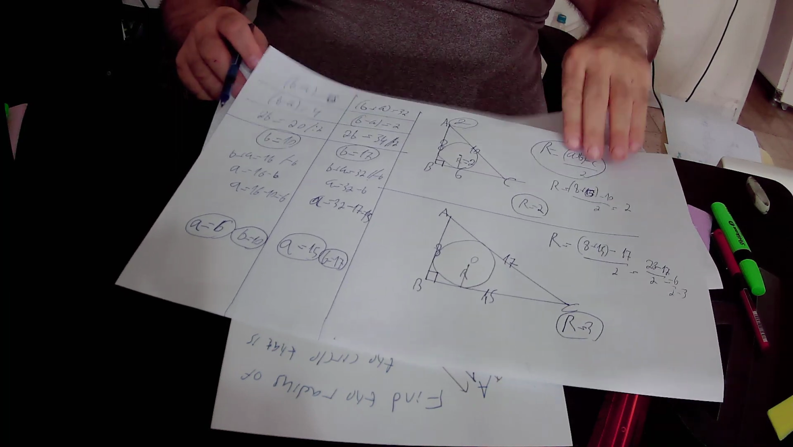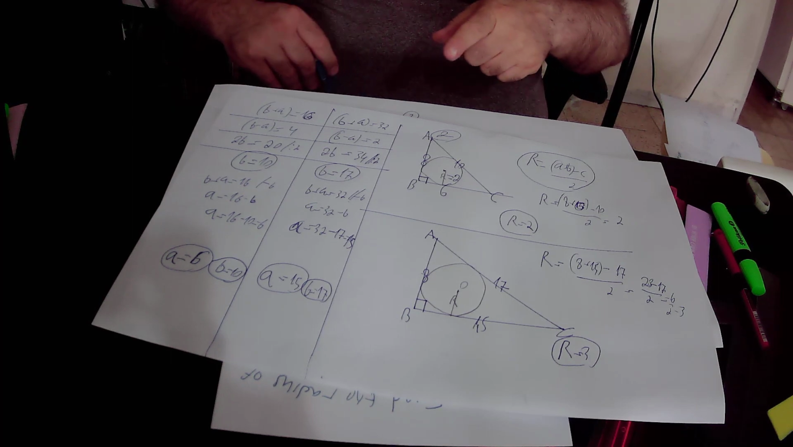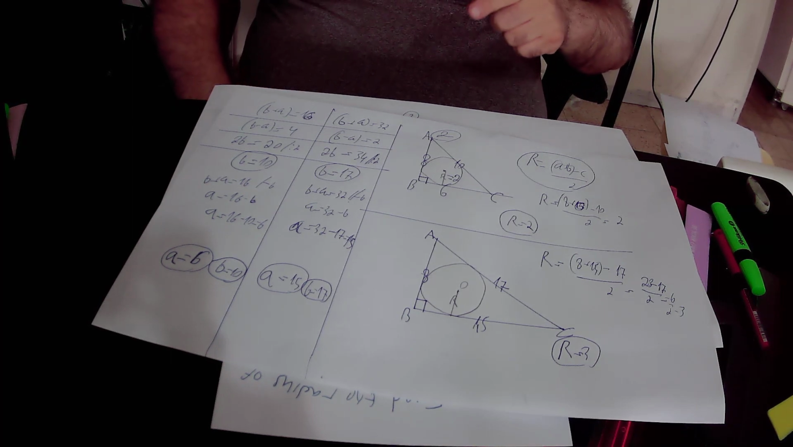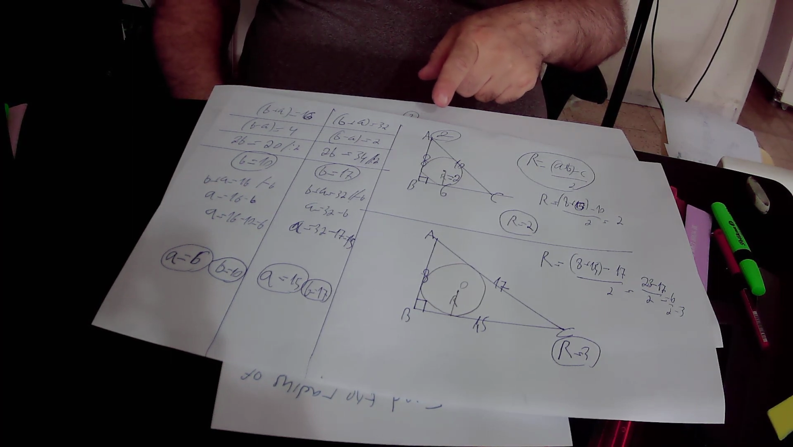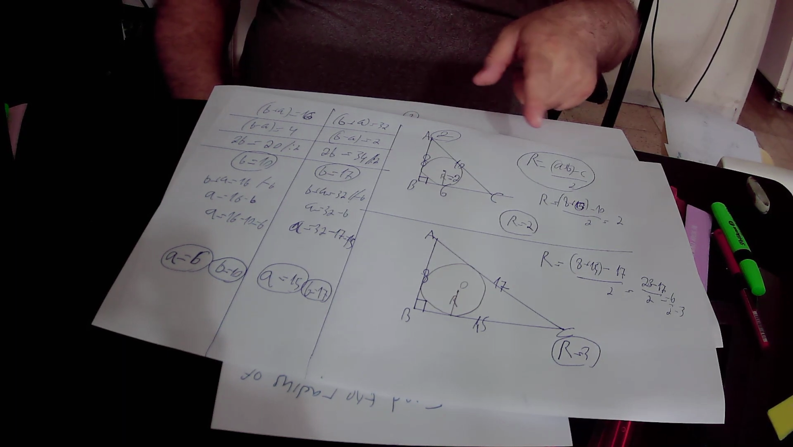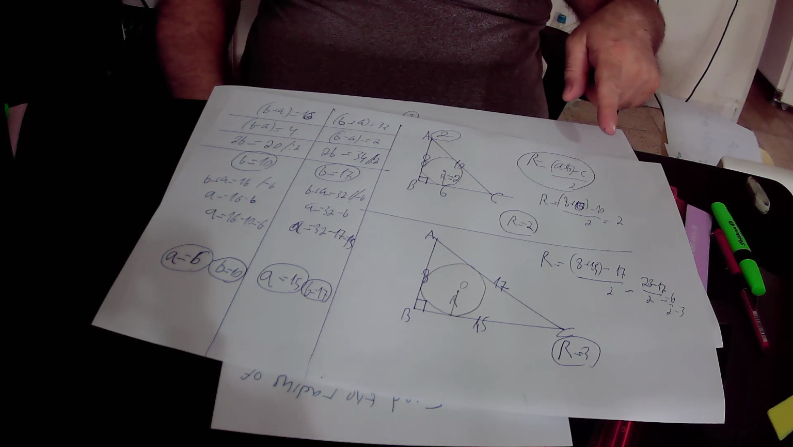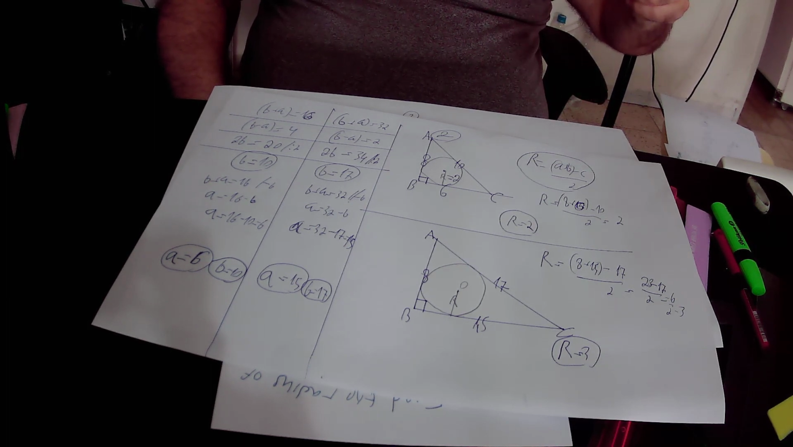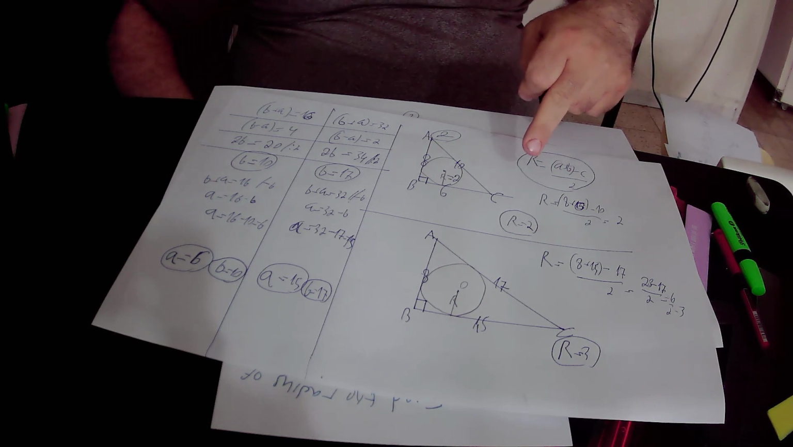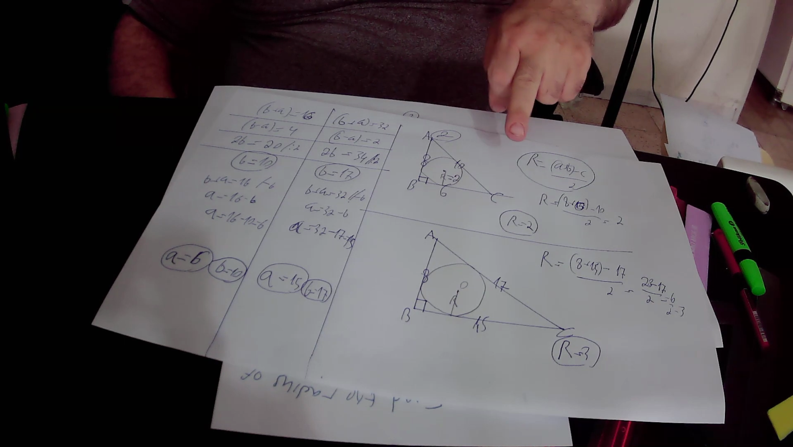This is the new formula. According to this new formula, R equals A plus B, that is the sum of its perpendiculars. Here it is 8 plus 6, minus the hypotenuse AC, that is 10, over 2. 8 plus 6 is 14, 14 minus 10 is 4, and 4 over 2 is 2. So we found out that the radius of the circle here is 2 units.